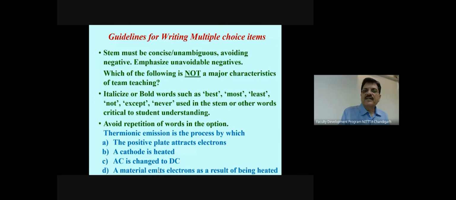Italicize or bold words such as best, most, least, not, except, never used in the stem. Avoid repetition of words in the option. Thermionic emission is the process by which the positive plate attracts electrons, a cathode is heated, AC is changed to DC, a material emits electron as a result of being heated.